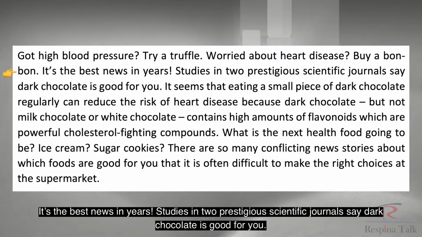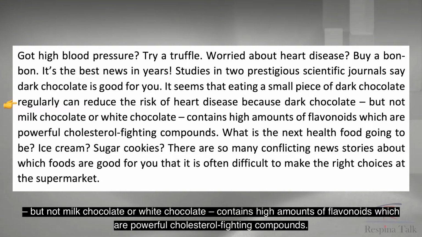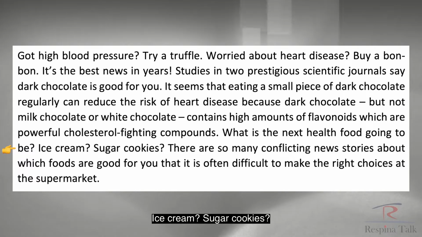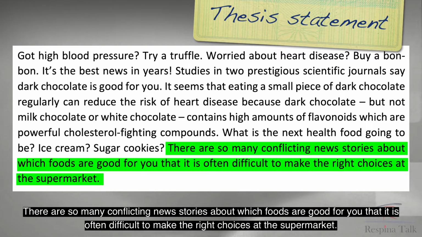Studies in 2 prestigious scientific journals say dark chocolate is good for you. It seems that eating a small piece of dark chocolate regularly can reduce the risk of heart disease, because dark chocolate, but not milk chocolate or white chocolate, contains high amounts of flavonoids, which are powerful cholesterol-fighting compounds. What is the next health food going to be? Ice cream? Sugar cookies? Now here's the thesis statement. There are so many conflicting news stories about which foods are good for you that it is often difficult to make the right choices at the supermarket.